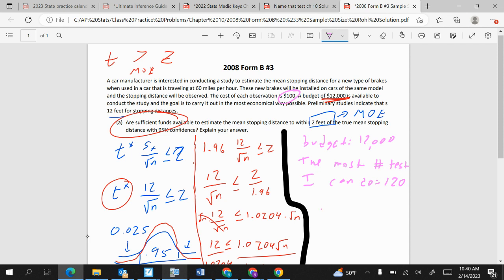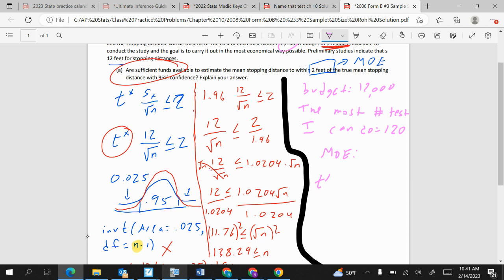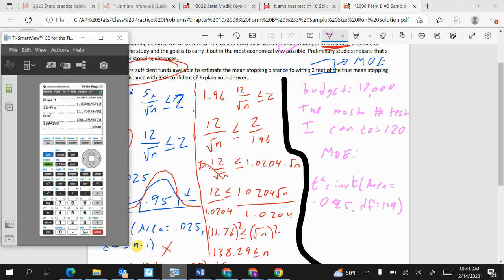So let's just try and find our margin of error. I'm going to get my T star out. T star equals inverse T. Area is still 0.25. My degrees of freedom now, I'm going to assume I can only do 120, so my degrees of freedom are 119. So here, second distribution, inverse T, 0.25, 119. Paste.